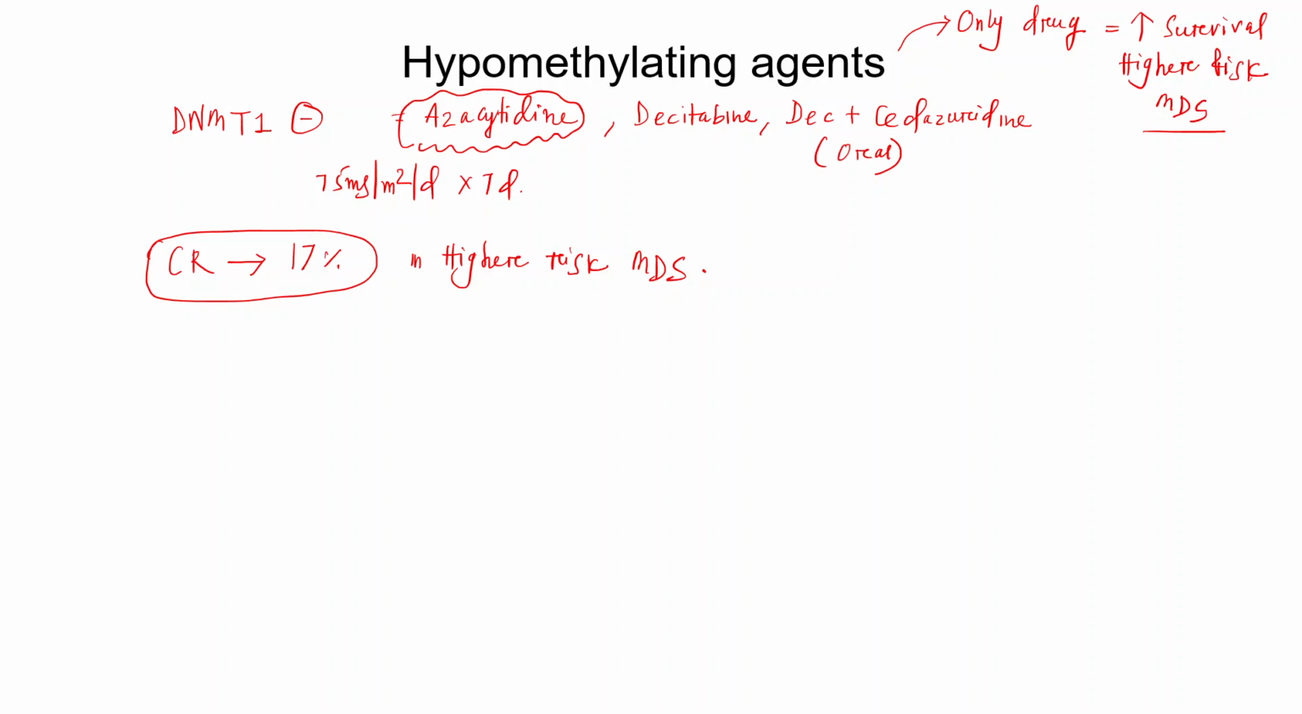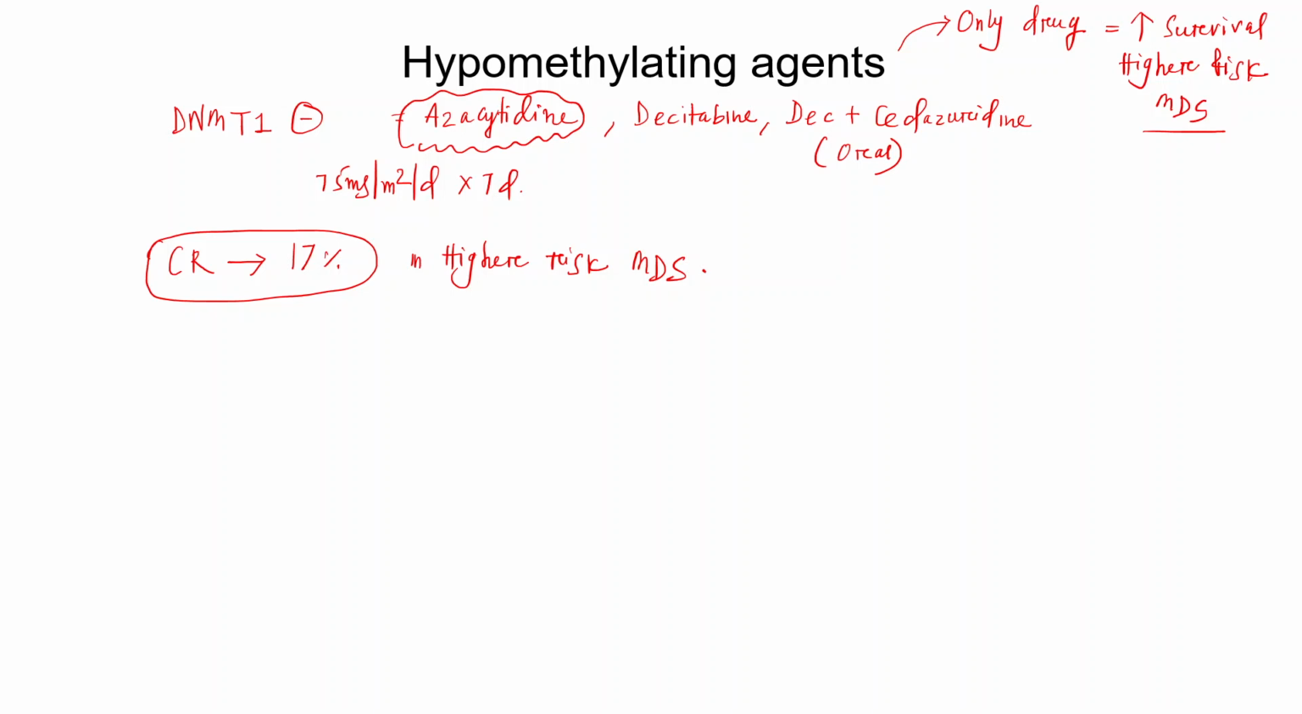However, to have a survival benefit or a symptomatic improvement, this 17% doesn't hold true. Many of the patients will become transfusion independent or will have a symptomatic improvement. Okay, but the complete response is in only 17% of cases. Okay. I forgot to tell about the mechanism of action in detail.